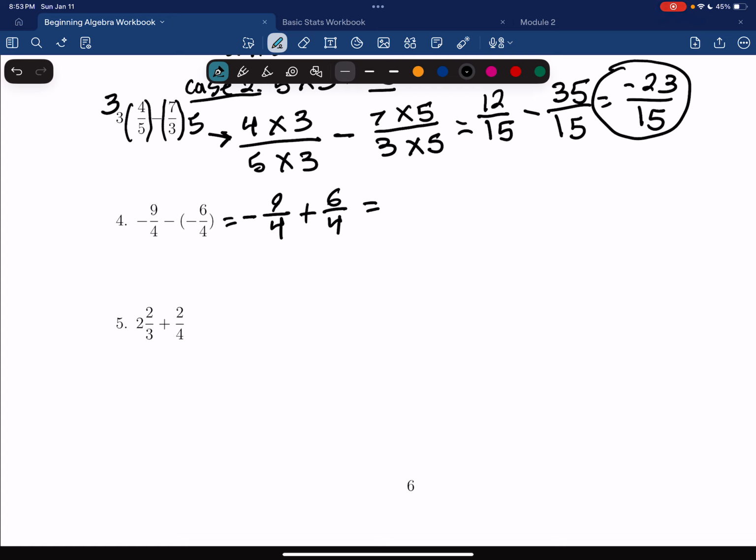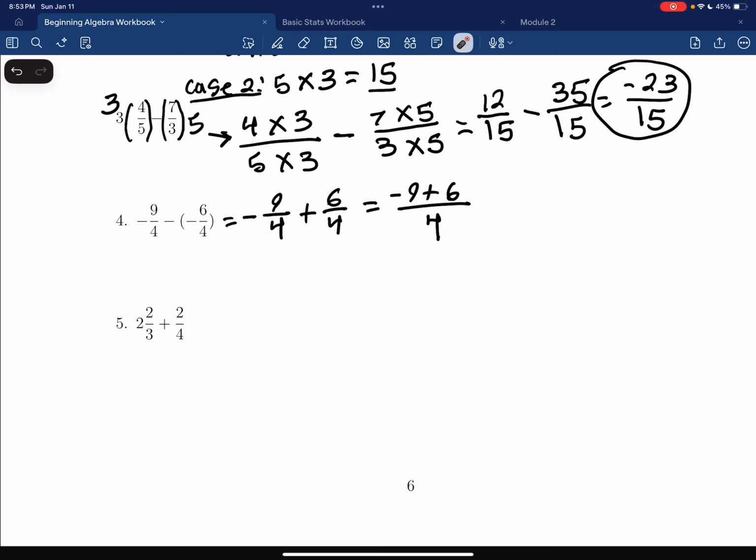And now all we need to do is add the numerators together. But the one thing to be careful of here is that we have this negative here. What this indicates is that we actually have negative 9 plus 6 over 4. So that's one thing to be careful of. Because this fraction is negative, we need to carry along that negative value to that 9. So we have negative 9 plus 6.